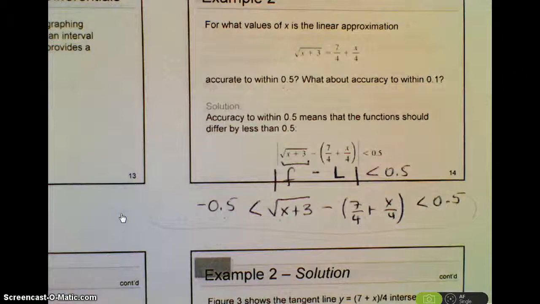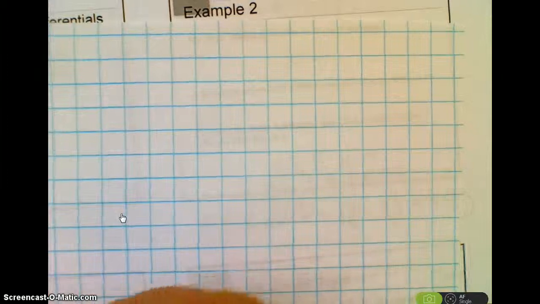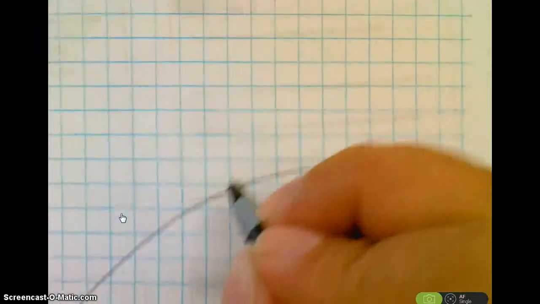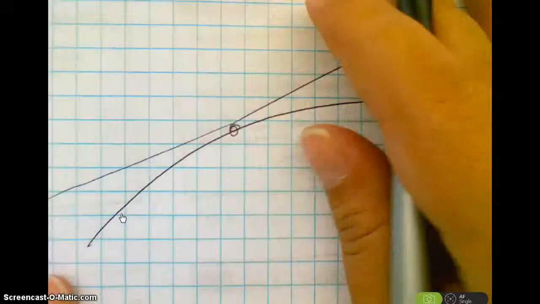So what does that mean? That means that if I really zoom in, I have my function and I have the tangent line right here, and this is the point that we were studying, (1, 2).